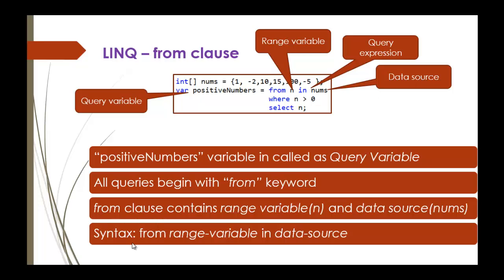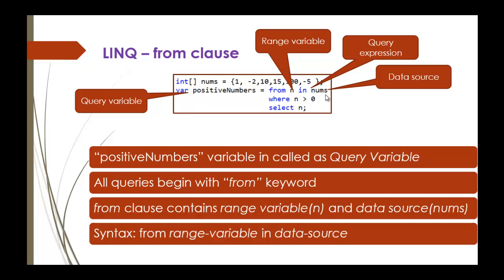Finally, you can observe the syntax for the from clause: from range variable in data source. Here the range variable is n, and the data source is nums. Keep in mind, all queries begin with this keyword, from, and it consists of two things: the range variable and the data source. This is about the from clause.